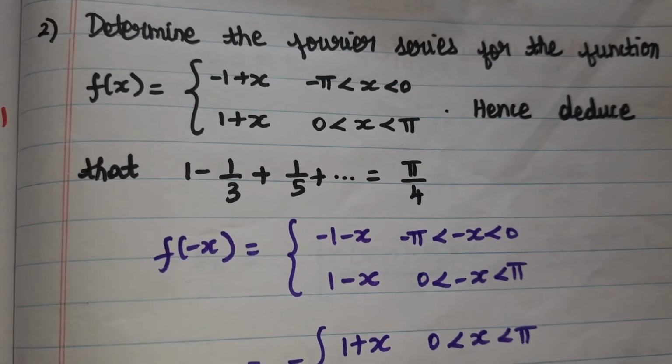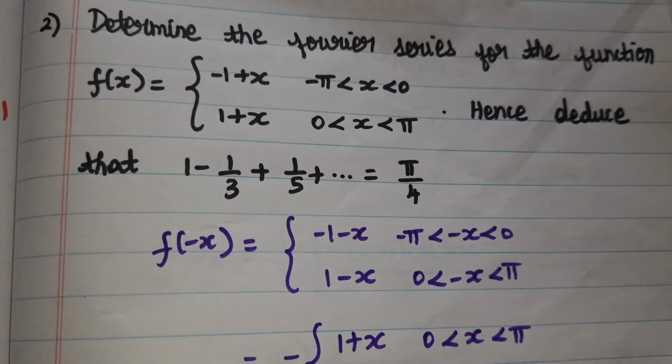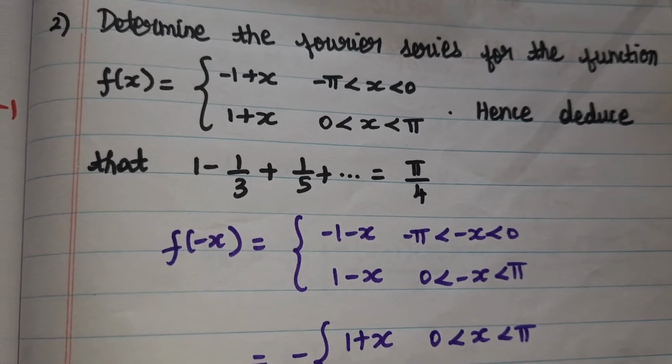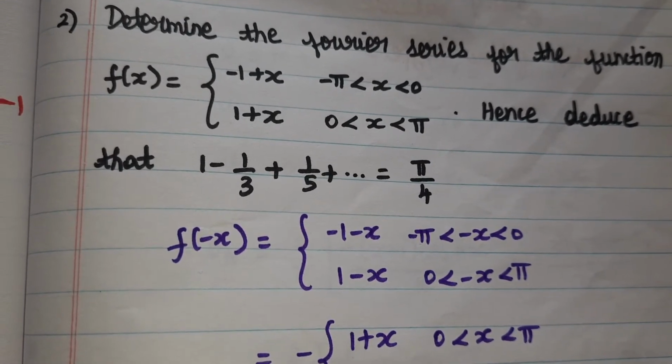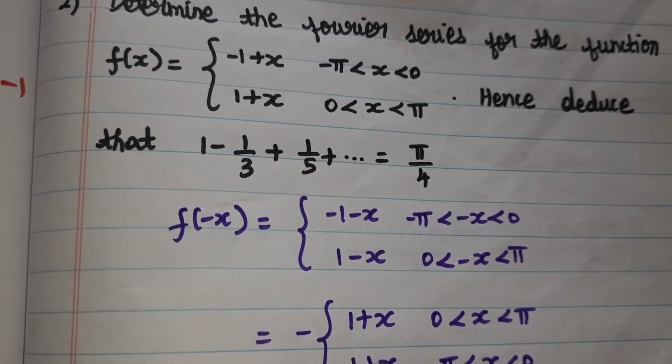So the next question is: determine the Fourier series of the function f of x equal to minus 1 plus x in the interval minus pi to 0, and 1 plus x in the interval 0 to pi. Hence deduce that 1 minus 1 by 3 plus 1 by 5 plus etc. is equal to pi by 4.